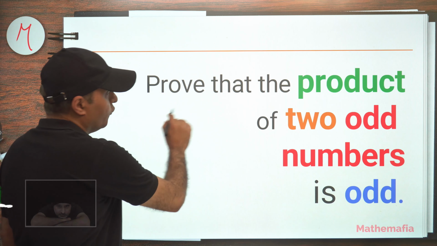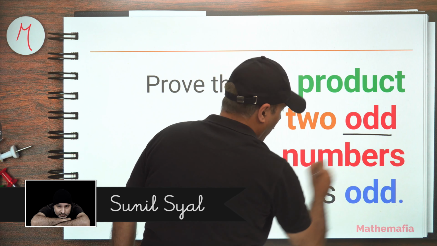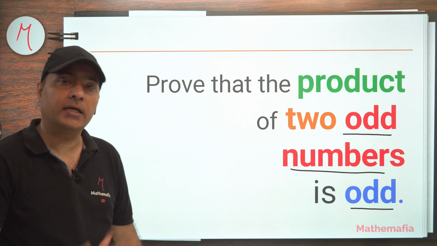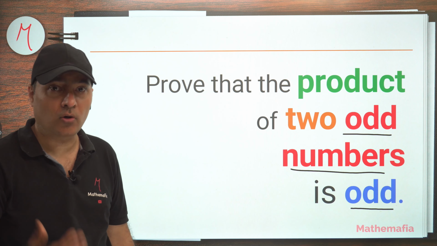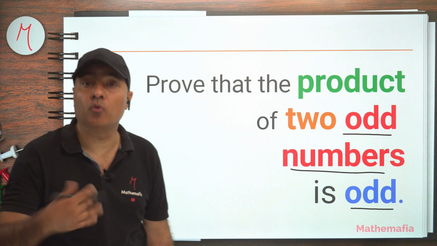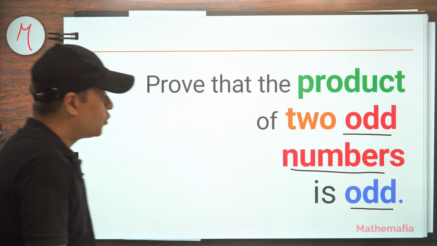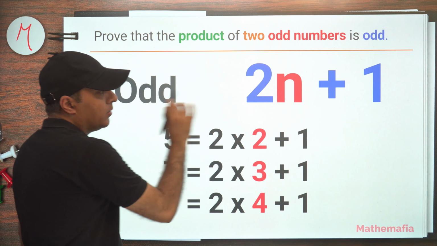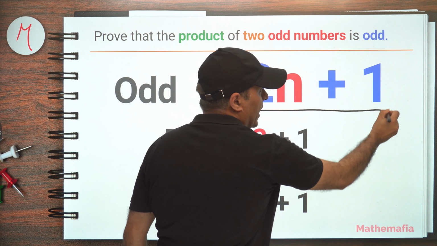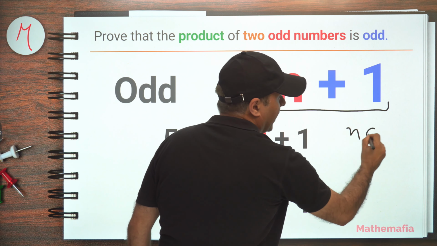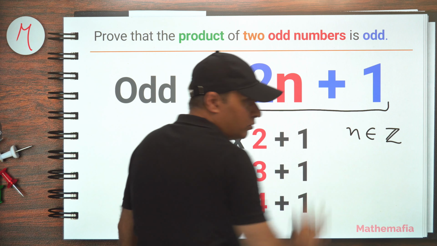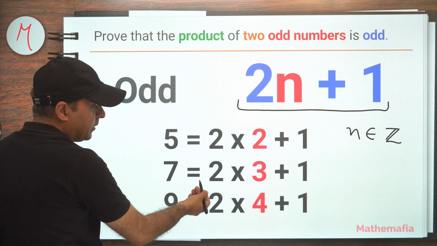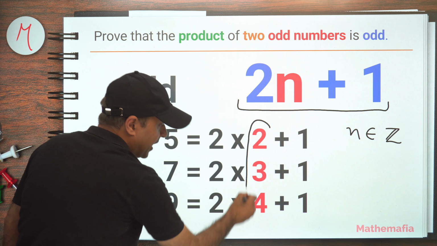We are going to prove that the product of two odd numbers is always odd. So this is very easy. We already know that if we multiply two odd numbers, the result is always odd, okay? But we have to prove it. So it should be a generic proof. So let's talk about the odd numbers first. So we know that every odd number can be written in this form, 2n plus 1, where n is an integer, okay? So n belongs to the set of integers. For example, 5 can be written as 2 into 2 plus 1. 7 can be written as 2 into 3 plus 1. So this is my n, right?